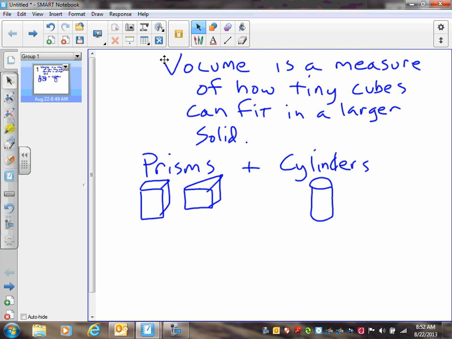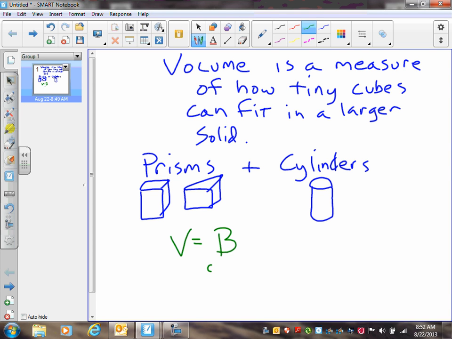The basic formula for any volume of a prism or a cylinder is the base area. Volume is equal to the base area times the height. Now you have to be careful because sometimes these figures are laid on their sides. The height is always the distance between the two bases. On a cylinder, the two bases are circles.